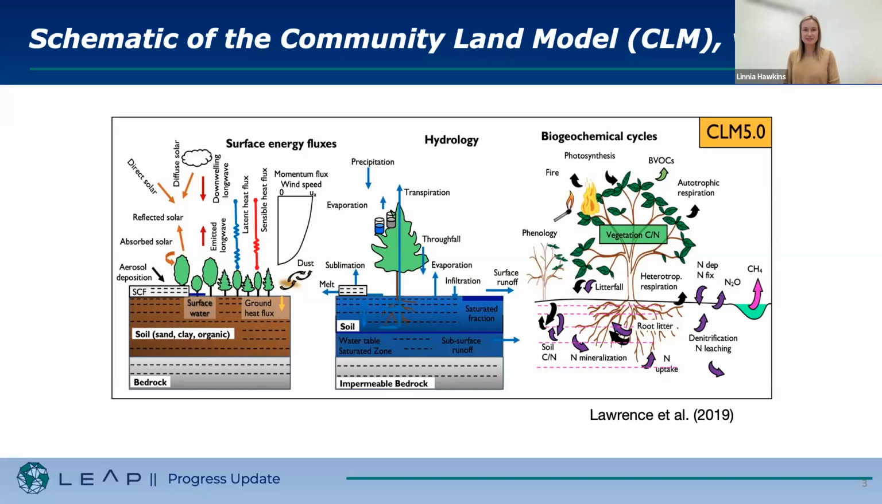And then another is just how we represent subgrid heterogeneity in these models. I'll talk a little bit more about how we represent plant functional types later on, but that's another source of parametric uncertainty as well.